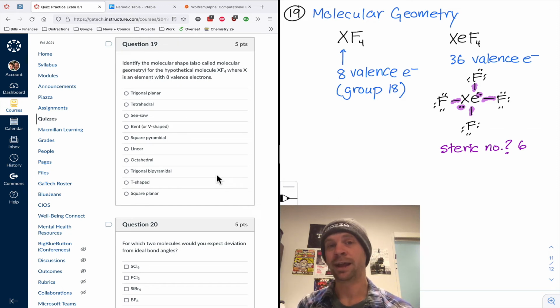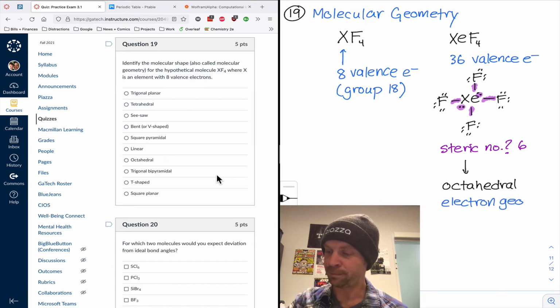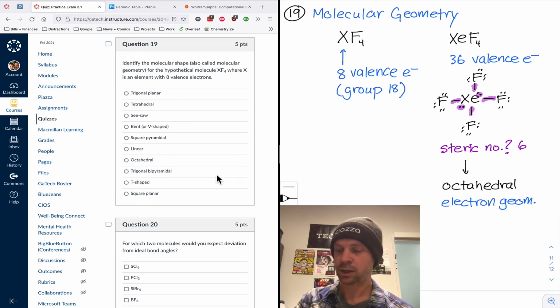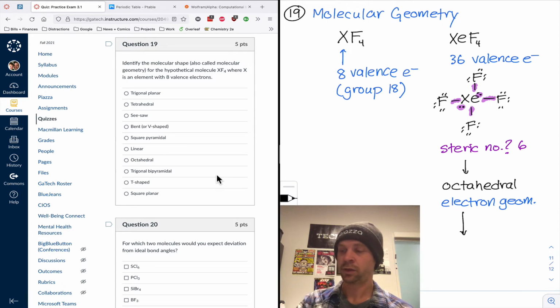And there is an electron geometry that corresponds to the steric number of 6. That electron geometry is octahedral. This is the electron geometry. This is the geometry of the electron domains about the central atom. To get the molecular geometry, we now need to consider the lone pairs.